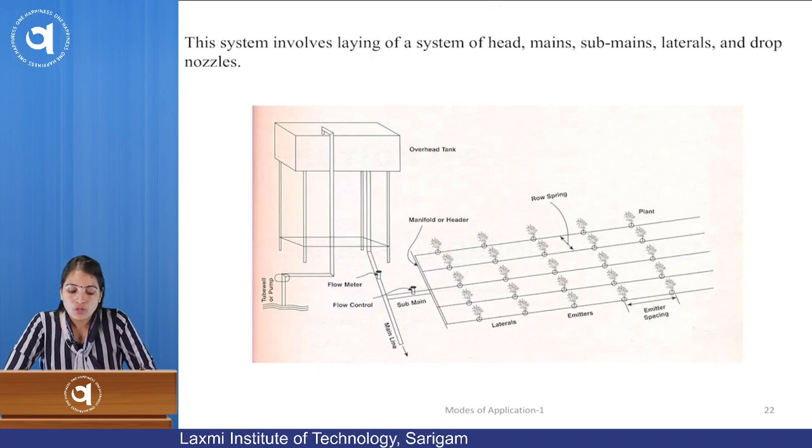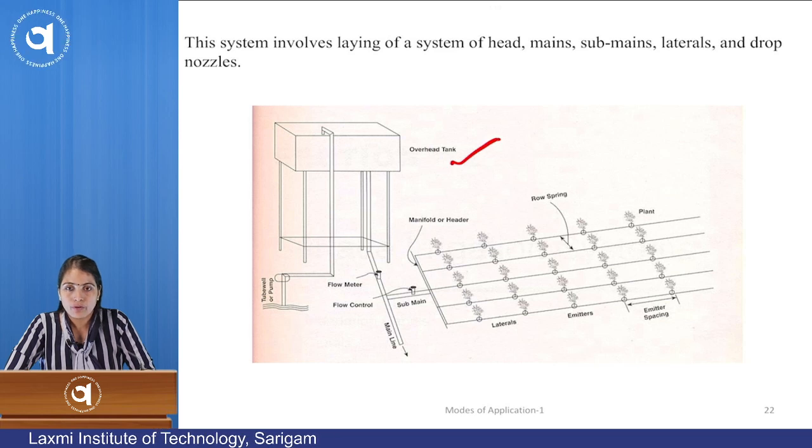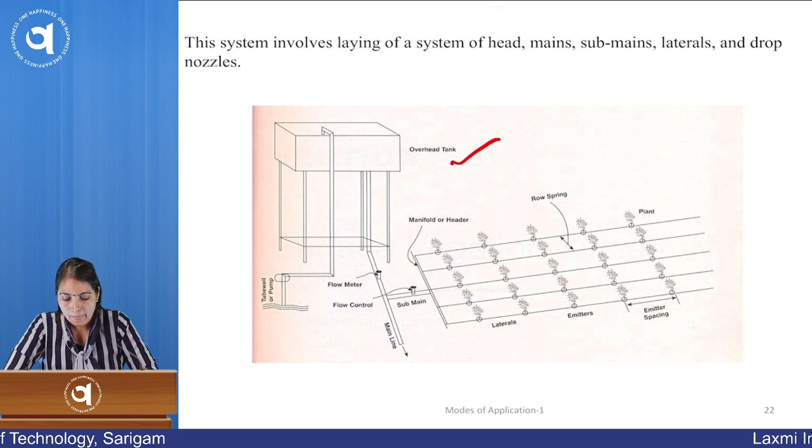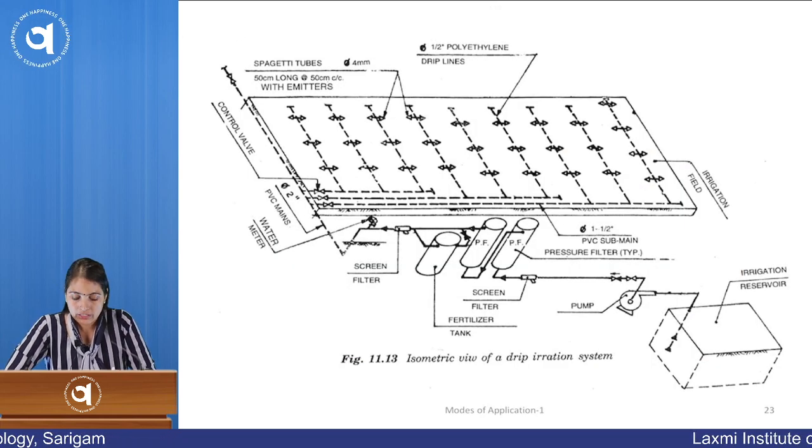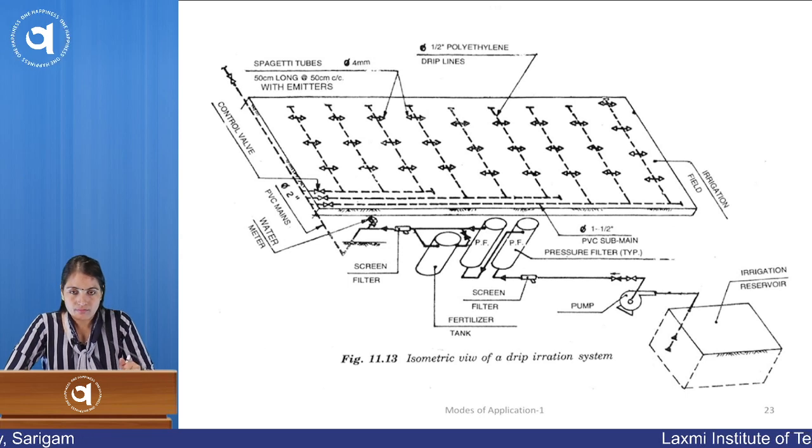So this system involves laying of the system of head, main or sub-main, laterals and drop nozzles. So these are the accessories of this system. This is the overhead tank from where we can supply water. This is the main line, sub-main line, and this is the small emitter. Through this, water enters the root zone of the plants. So this is an isometric view of the drip irrigation method over the entire field. This system we just have to understand in brief.